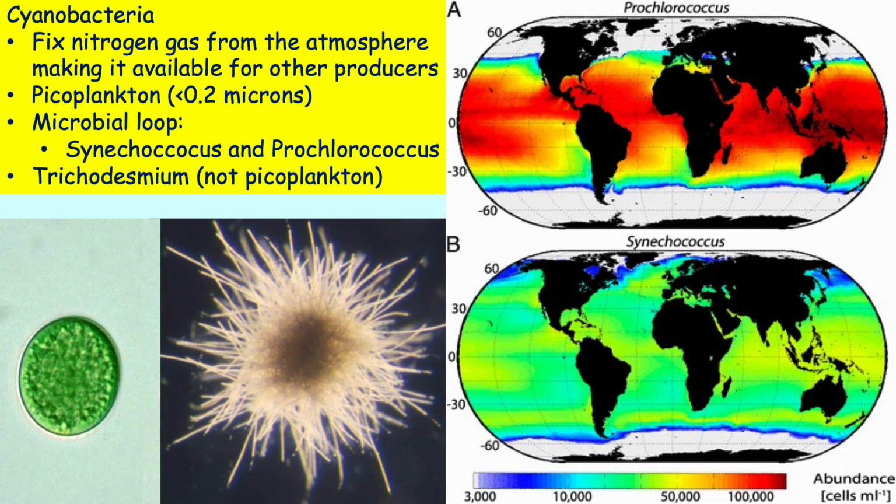Another type of cyanobacteria important to mention is Trichodesmium. However, this one is not part of the phytoplankton. The cyanobacteria have an important role in the marine food web, as they are the only type of phytoplankton able to fix nitrogen gas and make it available to other producers, such as the diatoms, the dinoflagellates, and the coccolithophores.